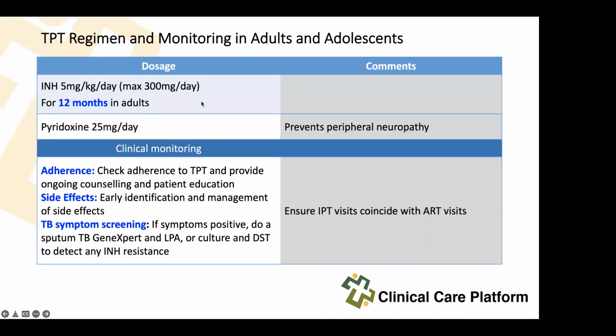So in terms of the dosing, once you have made your decision, it's 5 milligrams per kg. This is for adults. Remember, children metabolize this drug very fast, so their dosage is quite higher. We use 10 milligrams per kg for the children. So don't forget that. And then adherence and support.